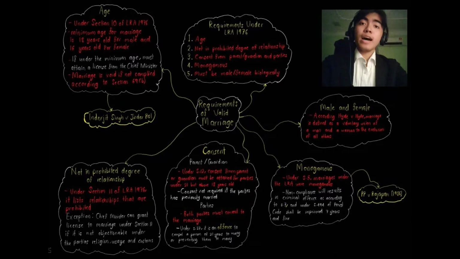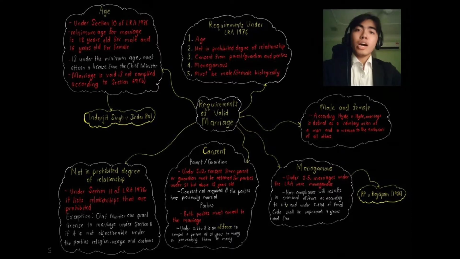But under the requirements of marriage under the Law Reform Act 1976, the first one is the age, and also it must not be in a prohibited degree of relationship, and consent must be attained from the parents and guardians, and also the consent from between the parties to the marriage themselves. The fourth one is it must be monogamous, and lastly, it must be between male and female biologically. Now I'll be explaining in detail about each requirement.